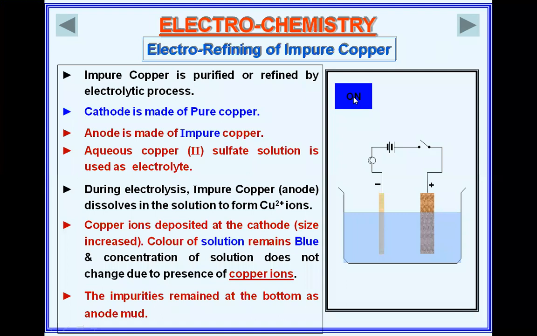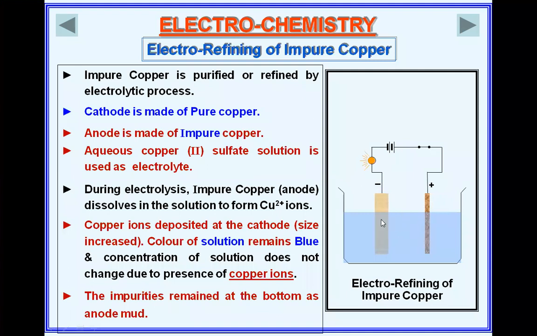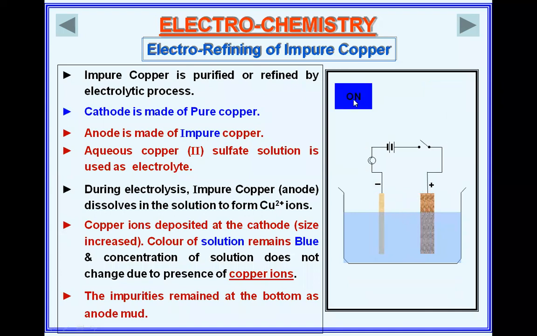When the circuit is on, the passage of current is possible, the size of the cathode gradually increases and the size of the anode gradually decreases. The anode rod easily dissolves in the solution, produces copper ions, and the copper ions from the solution travel towards the cathode and are deposited onto the cathode with the help of the current. See it again.